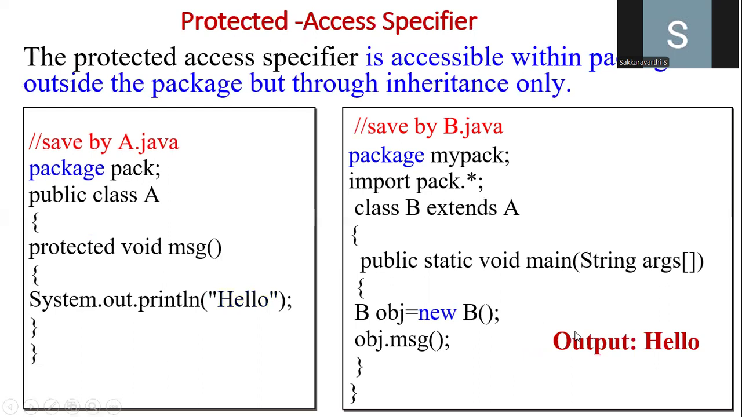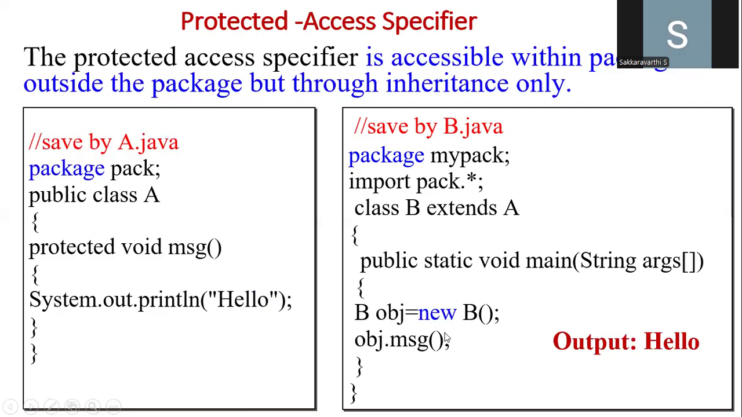Now the protected access specifier. It is accessible within the package and outside the package, but through inheritance only. So here the class A is available in the package pack and class B is available in the package mypack, and I am importing the pack, extending A, and creating the object.